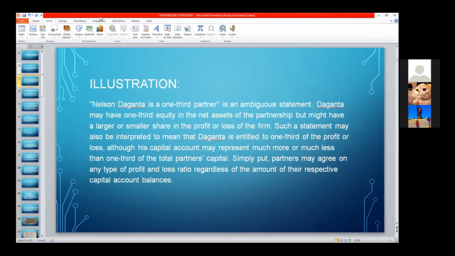So, meaning, kahit na gaano pa kalaki yung capital contribution mo, kung ano yung napag-agreehan nyo sa pag-share ng profit or loss, yun ang masusunod. And next slide po.